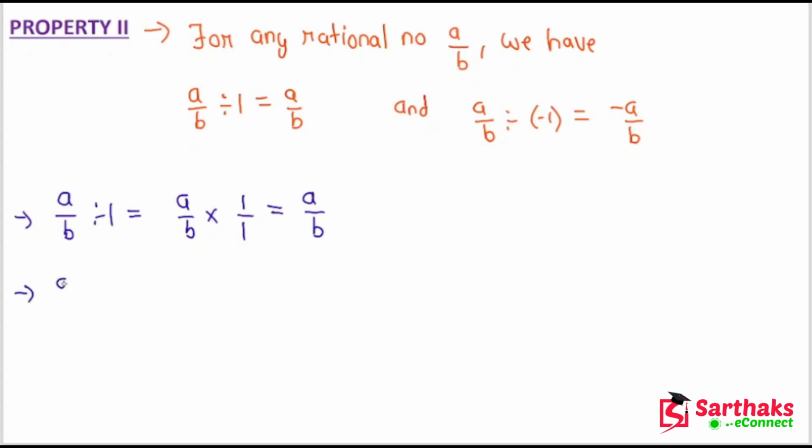Similarly, if you divide A upon B by minus 1, you will get A upon B into 1 upon minus 1, which is again nothing but minus A upon B. Because minus on a fraction can be put anywhere, either on the numerator, or on the denominator, or on the complete fraction.